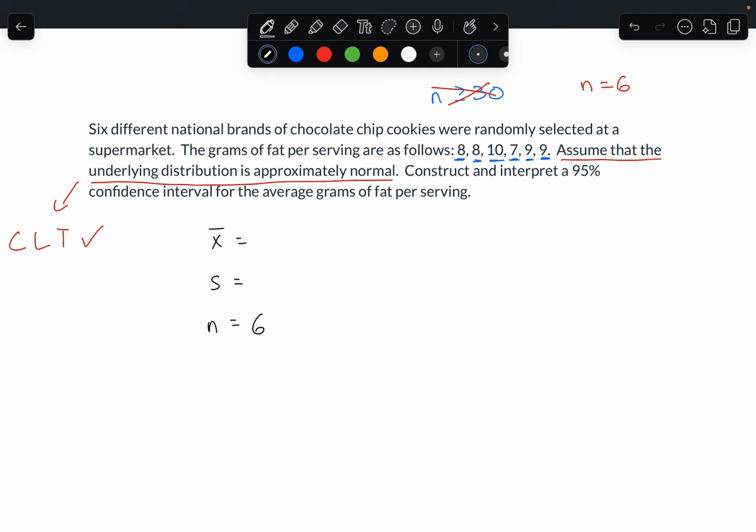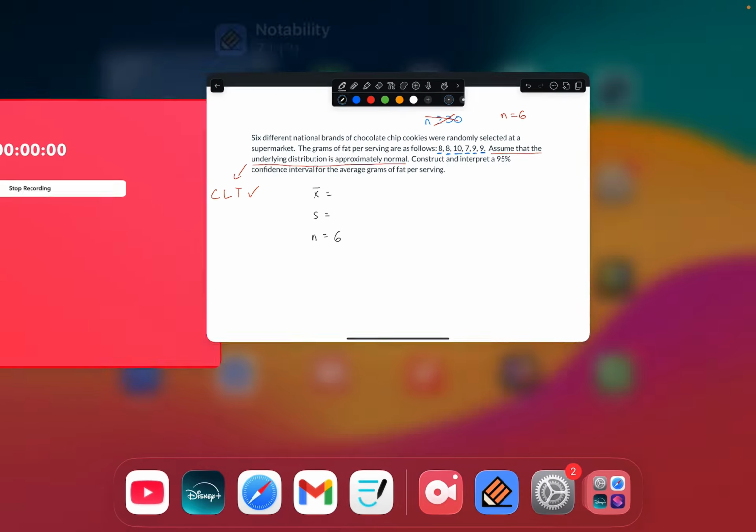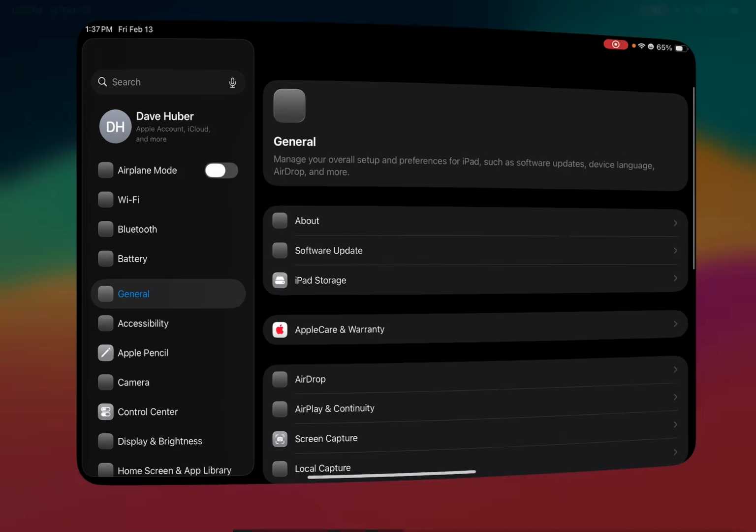Now, I'm going to use the graphing calculator to help me find those. The sample mean would not be too terribly difficult to do by hand, but the standard deviation is a bit tedious and it is kind of a pain. So we're not going to do that by hand. We're going to let our graphing calculator do the heavy lifting here. So I'm going to hop over to my graphing calculator, which, oops, that's not what I wanted. I want to open up my graphing calculator.